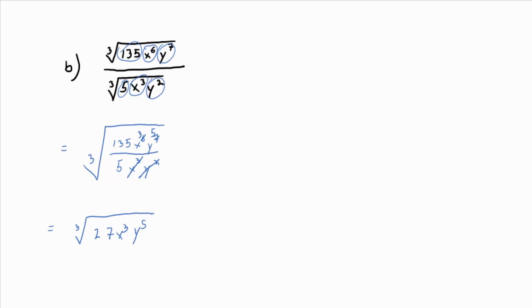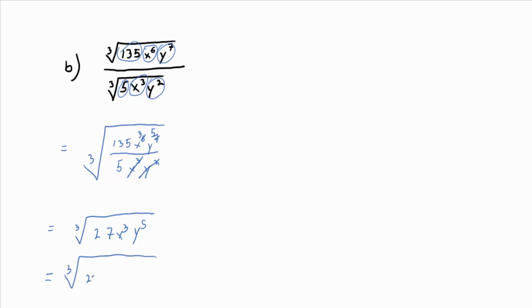Does everybody buy that? Now you can simplify, can't you? In fact, it simplifies pretty nicely. 27, do you need to do anything to that? It's a perfect cube, isn't it? x cubed, perfect cube. y to the 5th, oh, that blows it, right? So the radicand is not quite a perfect cube as one object, is it?